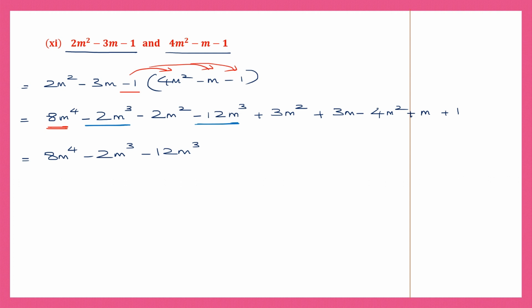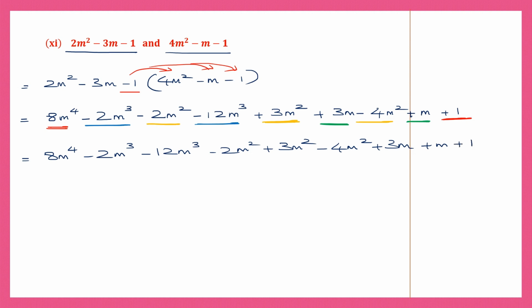Now let's go on to m to the power of 2. Here we have minus 2m to the power of 2, plus 3m square and minus 4m square. So let's write all that. Minus 2m square plus 3m square minus 4m square. Then what do we have? We have plus 3m and plus m. So that will be plus 3m plus m. And then finally we have the number that is plus 1.